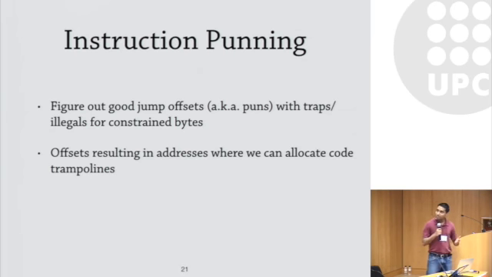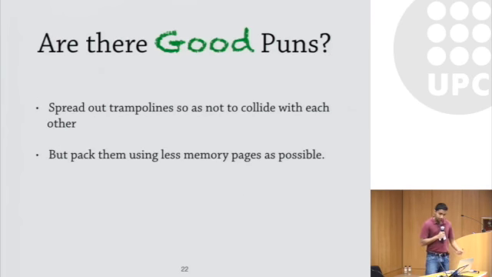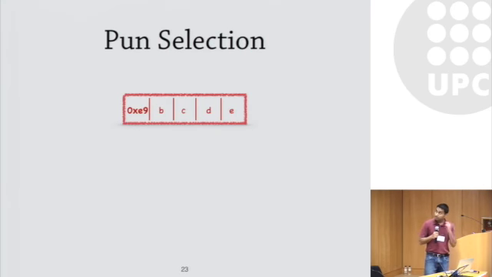So we call these offsets puns because, as I mentioned, these offsets serve a dual purpose as data and as code. And these puns should obviously result in addresses where we can actually allocate these code trampolines. So ideally, we need to limit the memory usage of these trampolines. On one hand, we need to spread them out so that they do not collide with each other. But also, we need to try to pack them as tightly as possible. So let's see how this offset selection works.